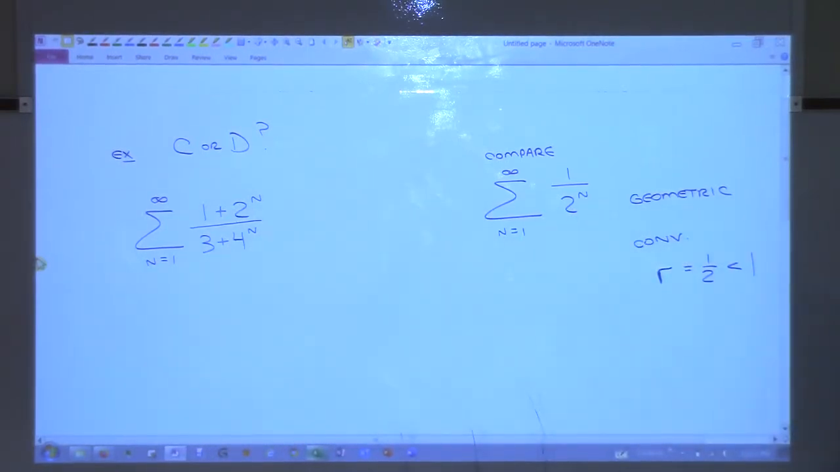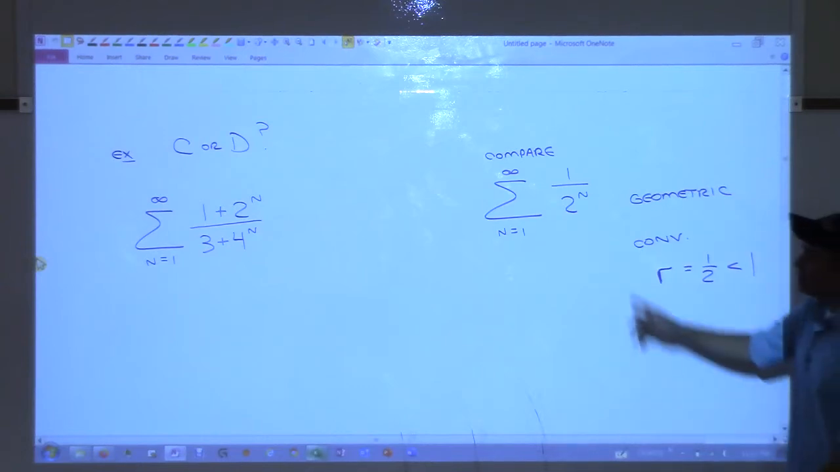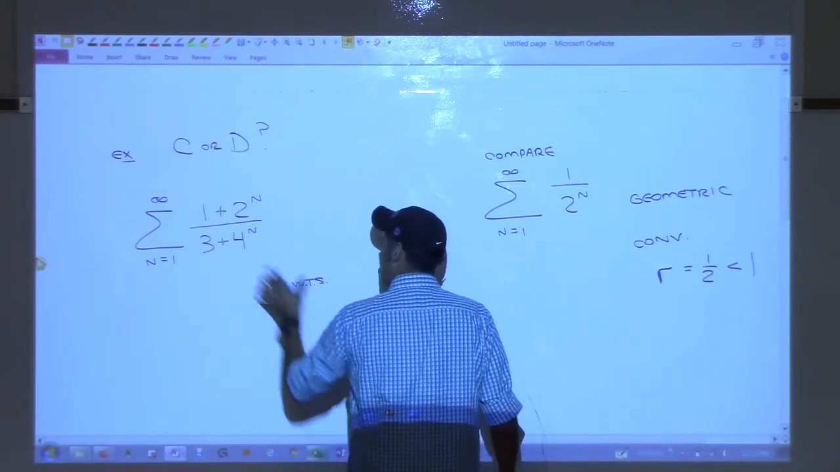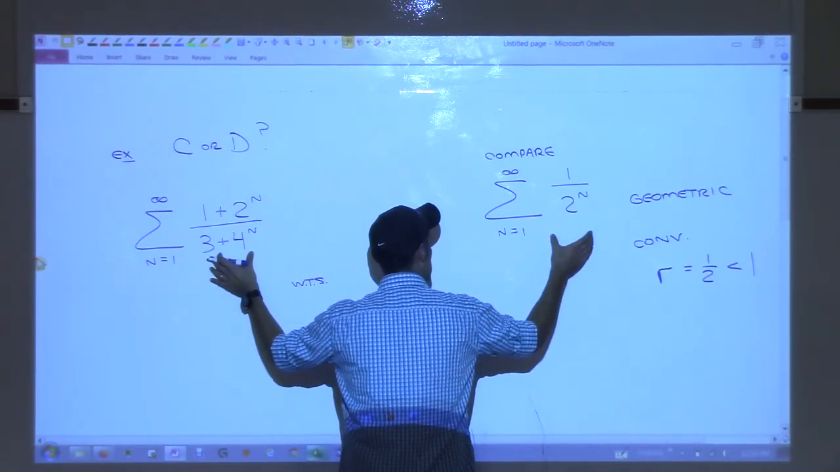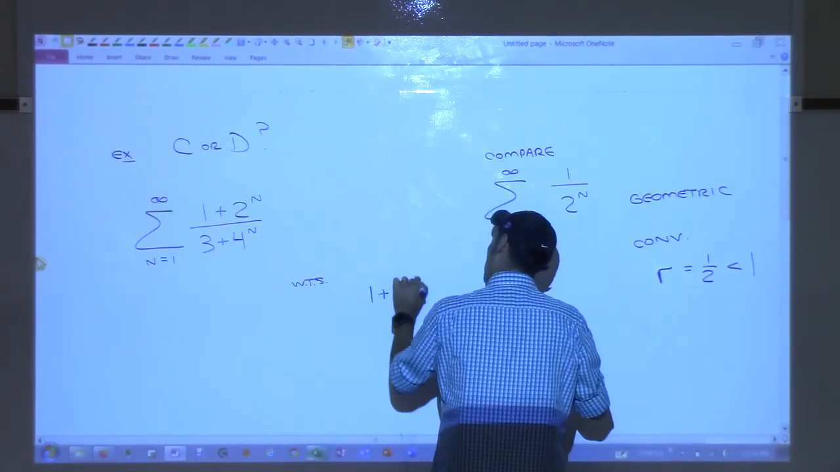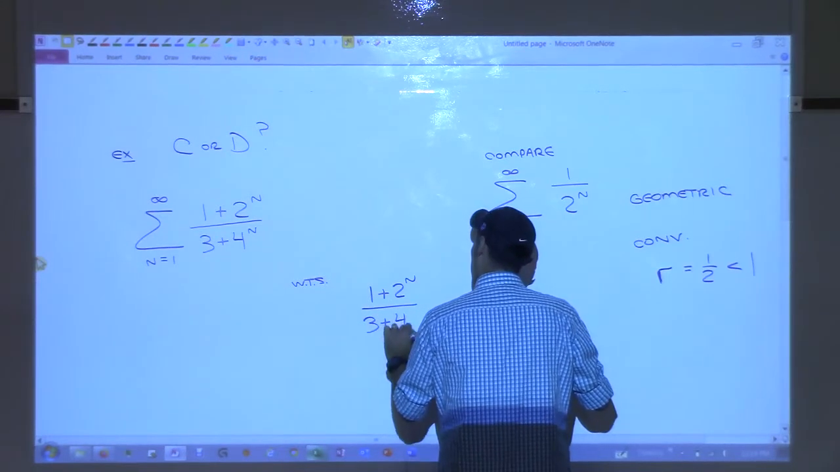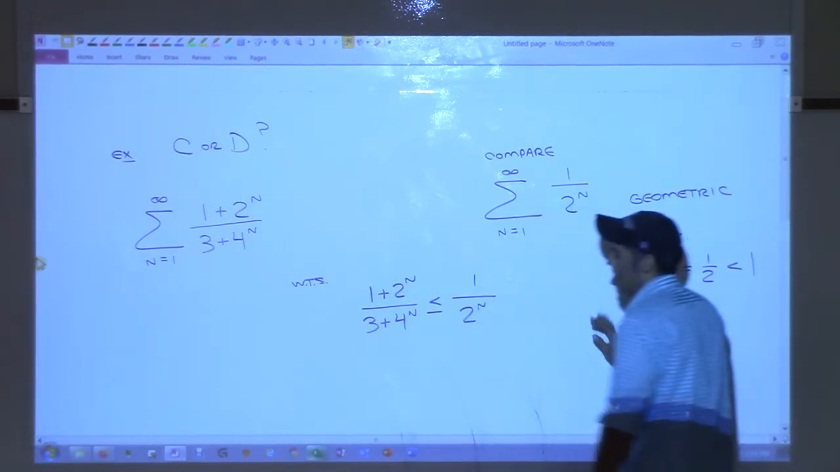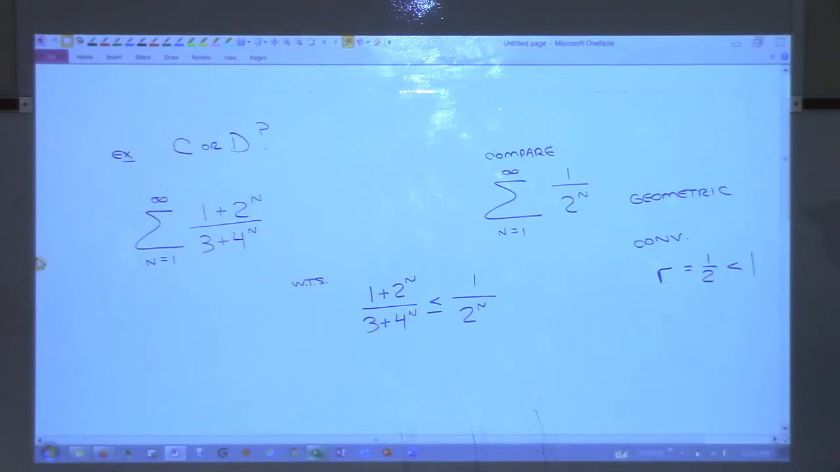Okay. So I need to compare it, right? So if I'm going to compare it to this, then what do I need to show? I want to show that this is what in relation to this? Smaller, because this one converges. So I got to make sure this one is less than or equal to 2 to the n. Is that true? That doesn't look much better, does it? Does not look much better.